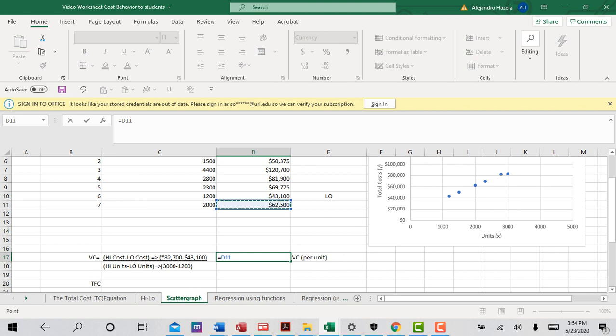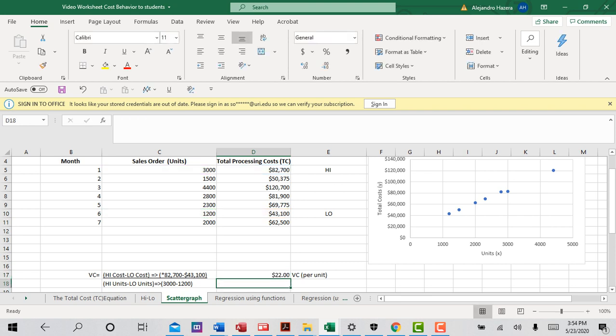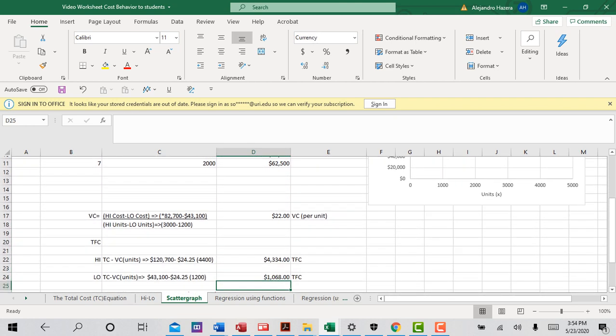So let's go ahead and recalculate our variable cost per unit. Our variable cost per unit is now going to be 82,700. Got to put parentheses there. Minus the low point of 43,100 divided by the new high point of 3,000 minus the old low point, the continuing low point of 1,200, and we get a variable cost per unit of 22. And yes, that matches the answer.